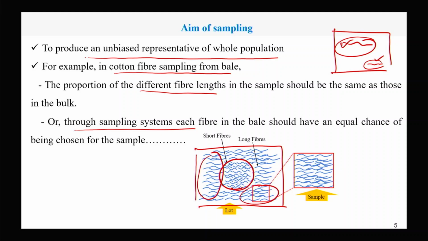And so if we take the longer fiber portion from the bale, that means we are selecting the fiber in a biased way. Our idea should be that we select fibers from smaller length, longer length, medium length, so from different zones without any bias. In doing this, we may sometimes end up selecting more fibers of longer or shorter length. That is a statistical error, which we will discuss subsequently, but there should not be any bias as far as the procedure is concerned.